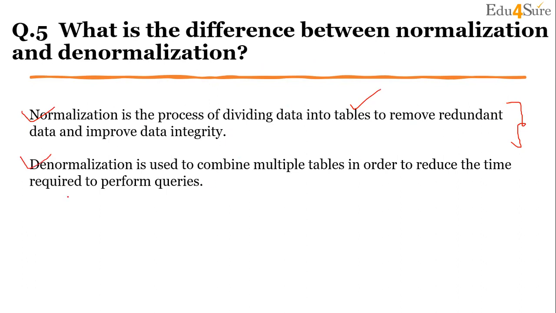So just read this line once. Denormalization is used to combine multiple tables in order to reduce the time required to perform queries. So we are clubbing multiple tables together. Here, in normalization, we are breaking the big data into small tables. We are removing the duplicates and all that. So this is all about normalization and denormalization in 2-3 lines for the interview perspective.